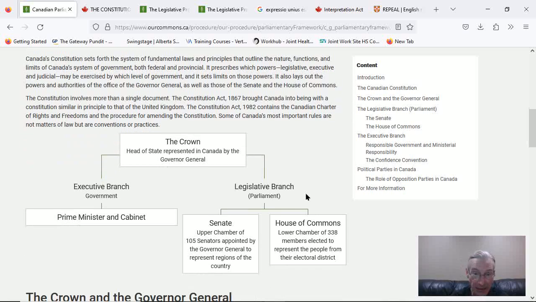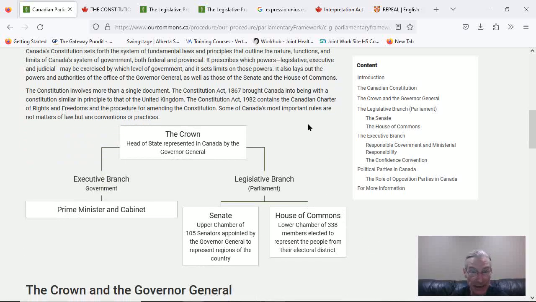So here we have the hierarchy in Canada. We have the Crown, the head of state, represented in Canada by the Governor-General. Then we have the executive branch, which includes the Prime Minister and Cabinet. And then we have the legislative branch, the Parliament, which consists of the Senate and the House of Commons.